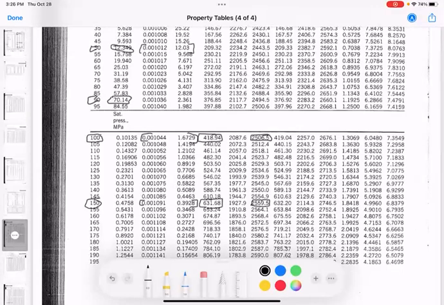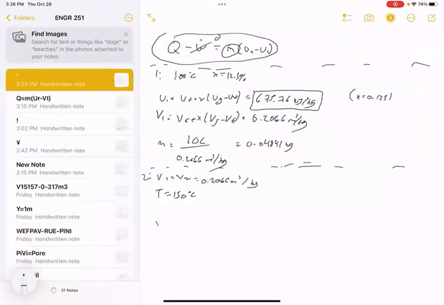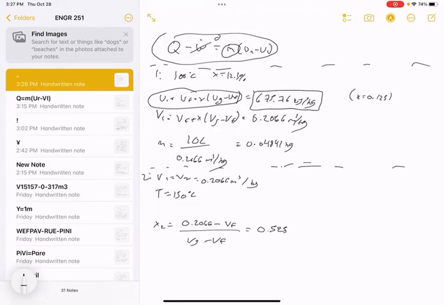All right, so let's see what this would look like. Our quality X2 is equal to our specific volume, 0.2066, minus VF over VG minus VF. And again, we've done this a million times, so I'm just going to give you the answer. It's 0.525. And now all we're going to do is basically this equation again, but using the new state values for UG and UF, and of course our new quality.